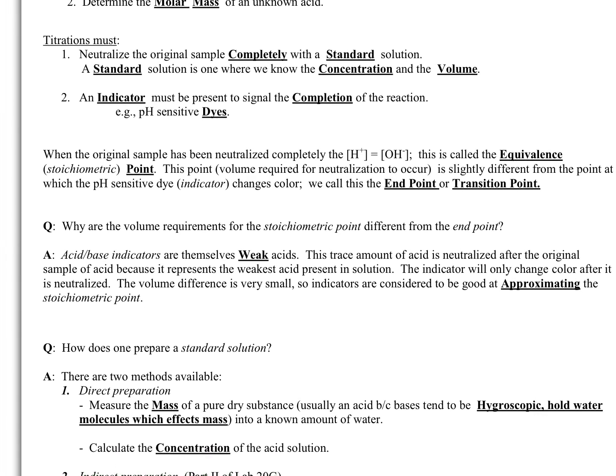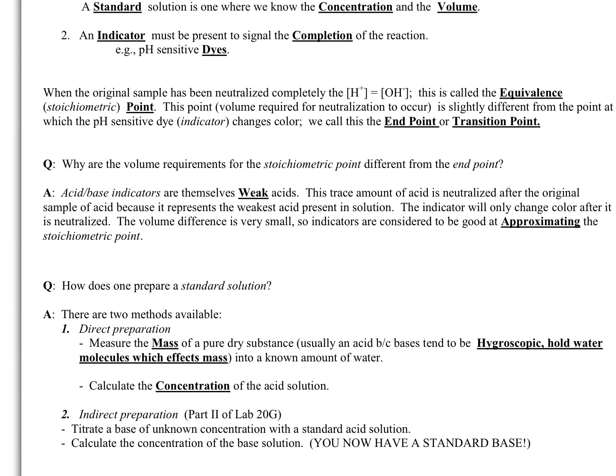Our second method is our indirect preparation. This is what we did whenever we were using our sodium hydroxide solution. Because it's a base and it's very hygroscopic, we can't go off of the mass directly from the sodium hydroxide. We need to be able to titrate a base of unknown concentration with a standard acid solution. Then we can calculate the concentration of the base solution, so we use the titration in the reverse direction. That way we now have a standard base.